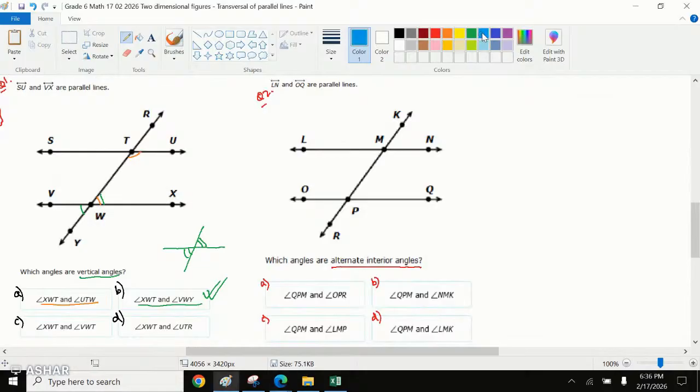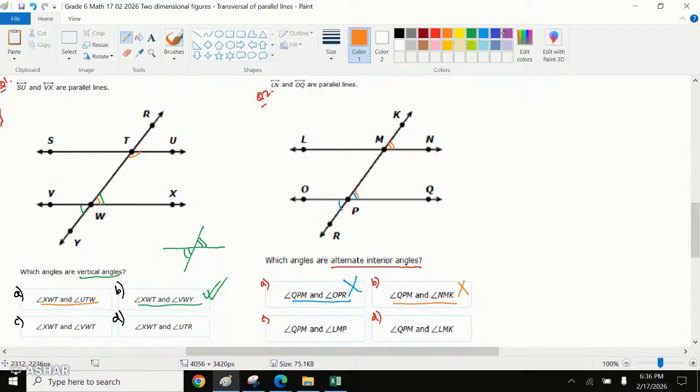If we look at the first option, that is QPM, QPM, and OPR. These are vertically opposite angles, so we cannot take them. The next option is QPM, NMK. They're alternate angles, but corresponding, right? They're not alternate interior.